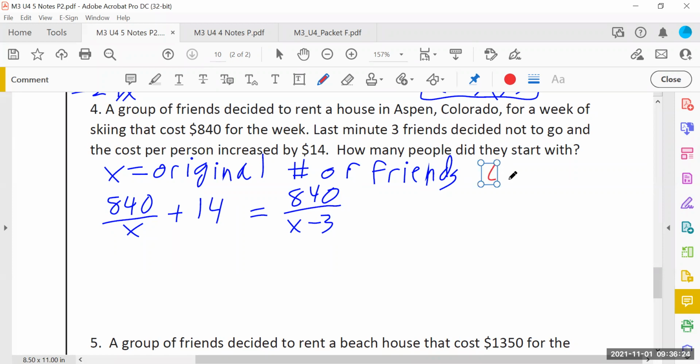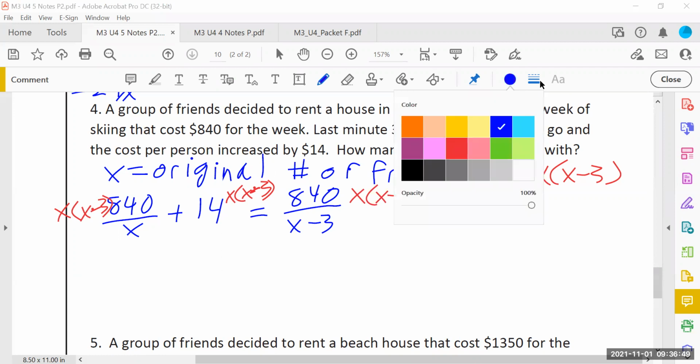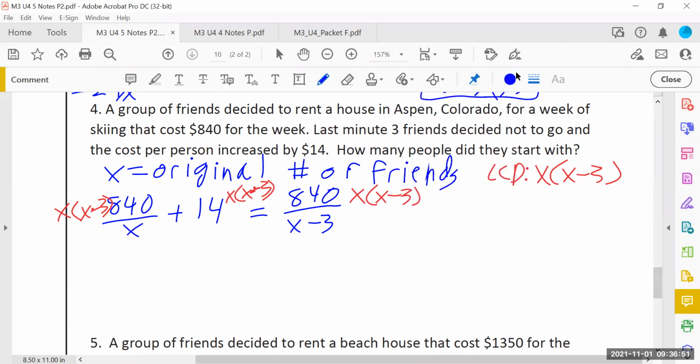So I'm setting this up. LCD is x times x minus 3. Multiply everything by that x times x minus 3. So here, x times x minus 3. Here, x times x minus 3. And here, x times x minus 3. Go through, reduce all the fractions.